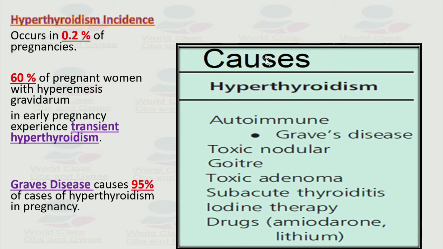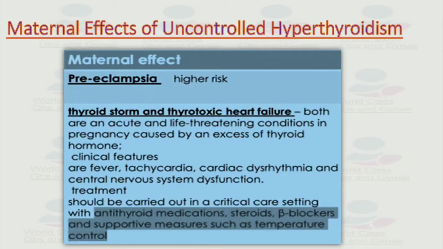Now, what are the main causes of hyperthyroidism? The main causes include autoimmune Graves' disease, toxic nodular goiter, toxic adenoma, subacute thyroiditis, iodine deficiency, iodine therapy, and drugs such as amiodarone and lithium. Okay, so we have to remember all these causes.